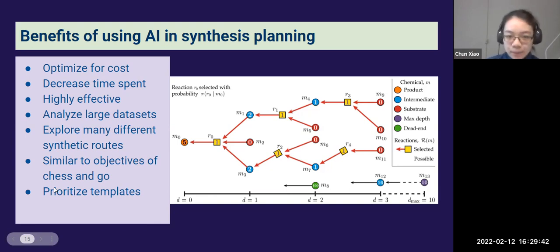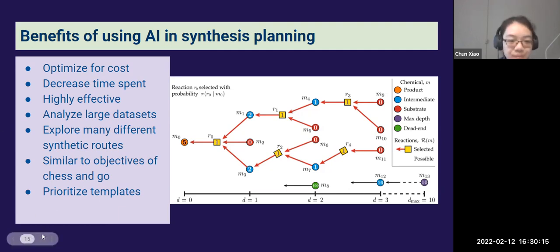And what I mean by prioritizing templates is that if you already know there is a certain way of synthesizing a drug that is already in use, and there's a certain chemical pathway that you can follow, then you can tell the machine learning algorithm to prioritize these templates, and it will be more likely to give you a pathway that is similar to it. And therefore, you can sidestep certain outcomes that are not as welcome or not as effective, for example.